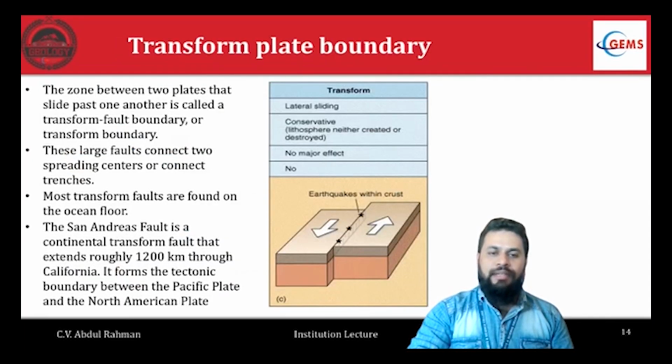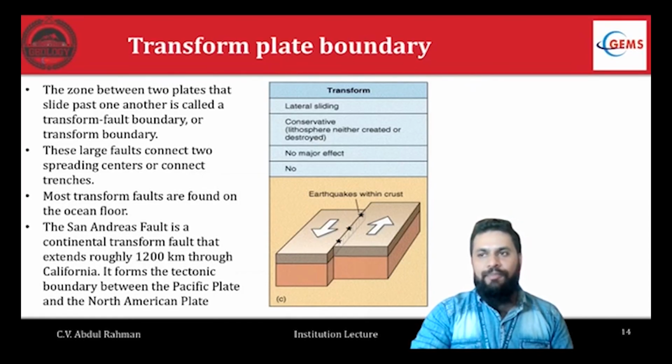Another plate boundary is the transform plate boundary. It happens when two plates slide past each other. The movement is sliding, a parallel movement, with one plate sliding past another plate. This happens in the case of continental plates. It forms the interesting feature called the San Andreas Fault in California, which runs about 1,200 kilometers throughout California. So this is another kind of plate boundary, the transform plate boundary.